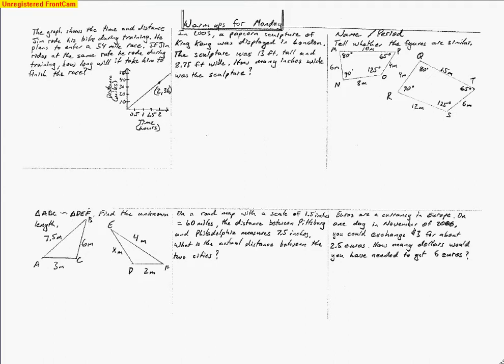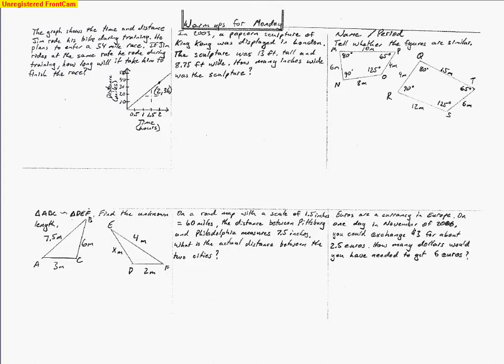These are the problems for the warm-ups for Monday in preparation for the 6th test of quarter 2. Taking a look at the first problem, this graph shows the time and distance Jim rode his bike during his training, and he plans on entering a 54-mile race. If Jim rides at the same rate he rode during the training, how long will it take him to finish the race? And so they give us this graph here, and this information here is important.